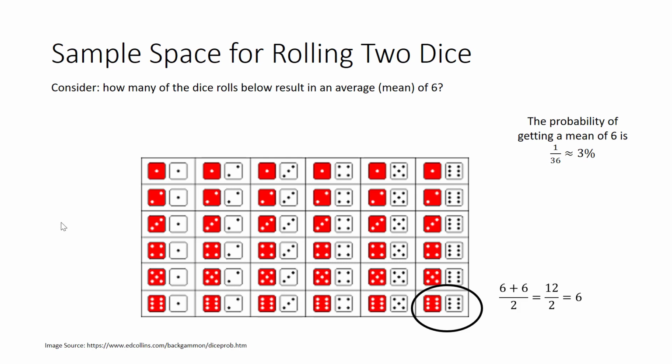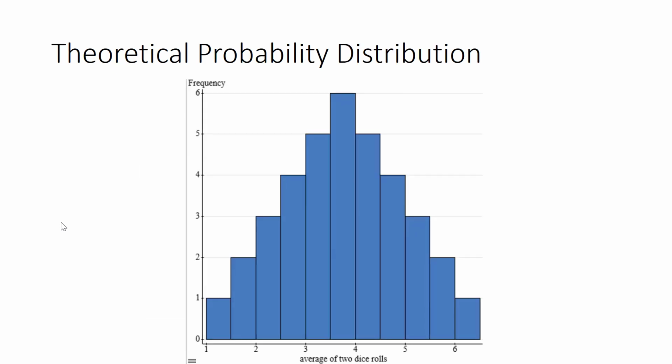And then last but not least, there's only one way we can get an average of 6, which is to roll a 6 and then another 6. And again, our probability is back down to 3%, which is where we started. So let's graph these theoretical probabilities and see what emerges.